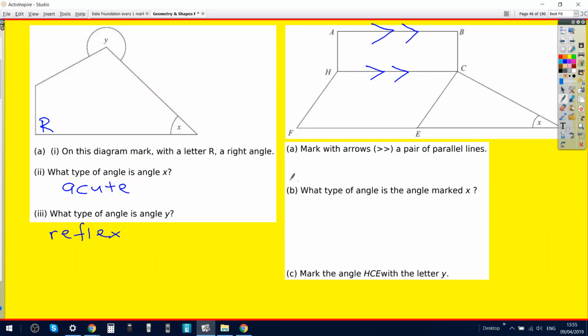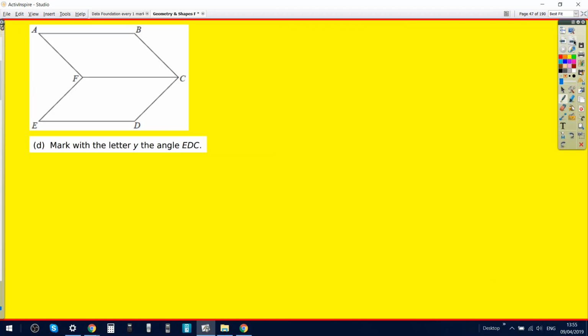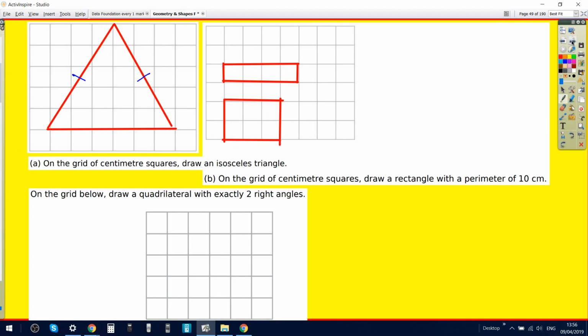Part B on the right. What type of angle is it? It's an acute angle. You'll be fine there. You got that.